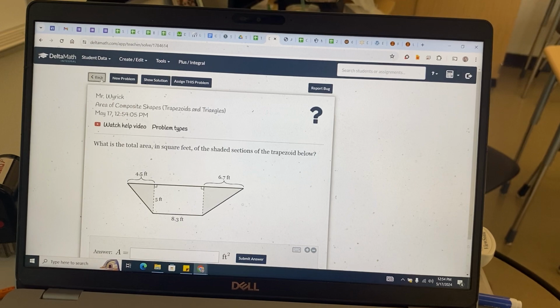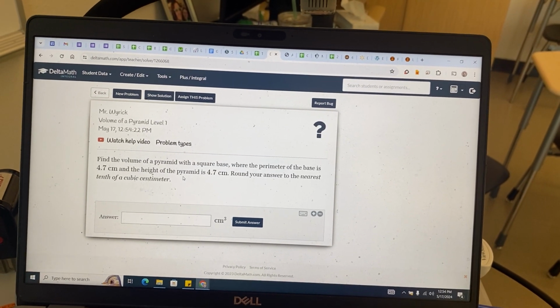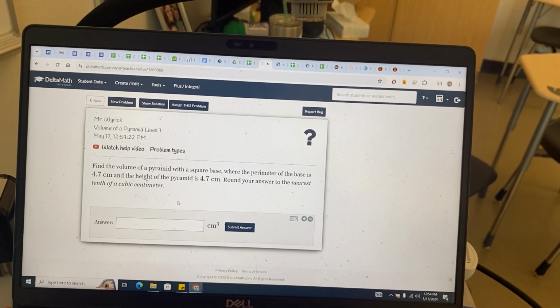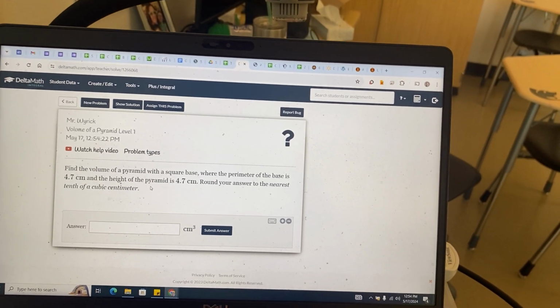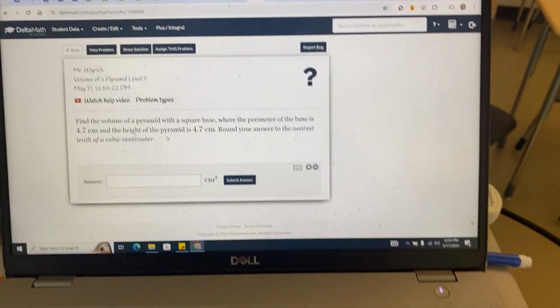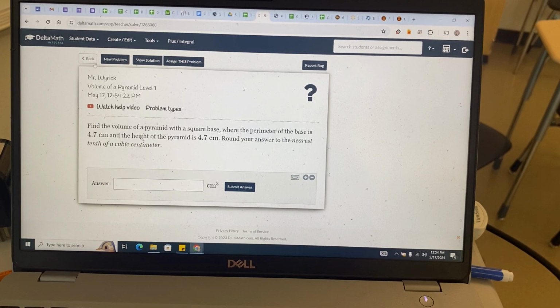You're just doing area. Volume of a pyramid. Volume of a pyramid is the area of the base times the height and then multiplied by 1/3. So just remember that you're going to divide by 3. It should be just fine. Shouldn't be that big of a deal.